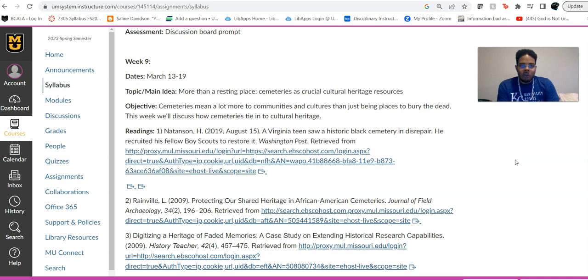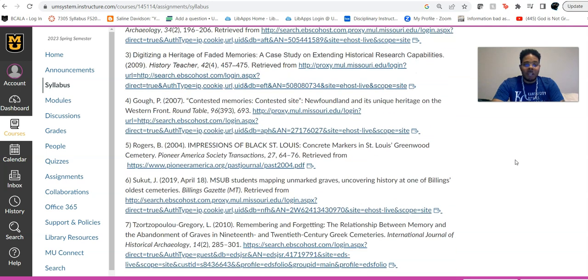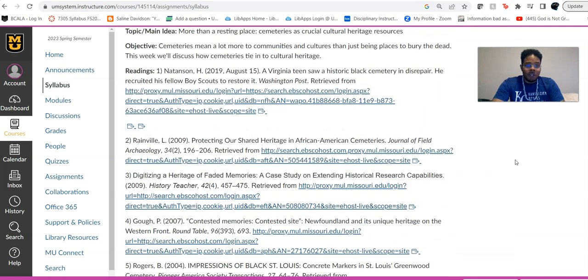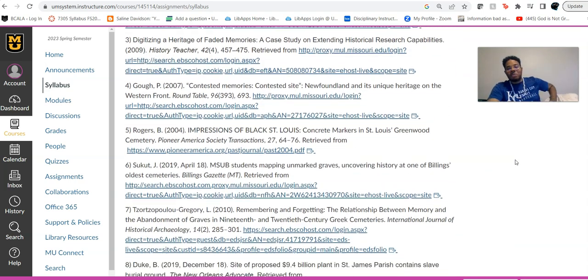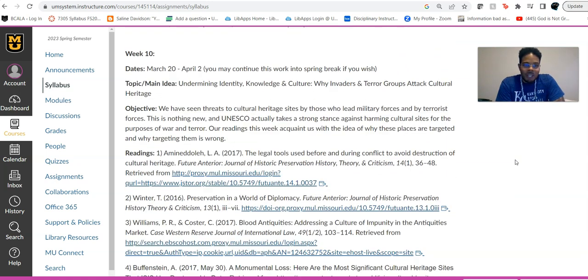Week number nine, more than a resting place, cemeteries as crucial cultural heritage resources. The whole cemetery thing, I know it weirded some people out the first semester that I taught this, but my Spring 2022 people really, really loved this cemetery unit. So that was good news, I guess. We kept it in, and we will always have it in, I think.